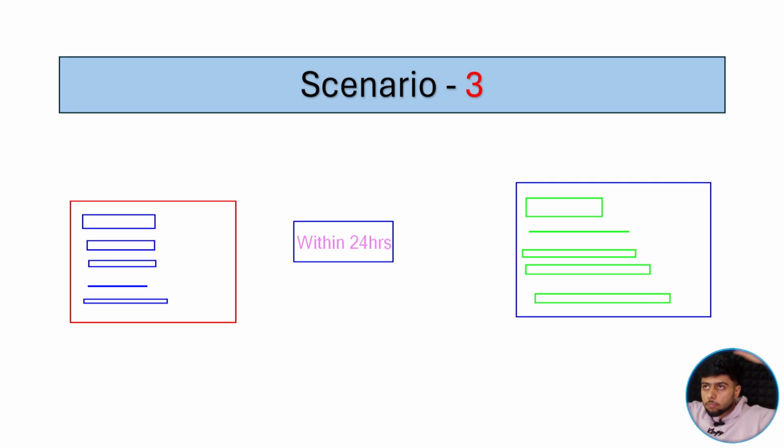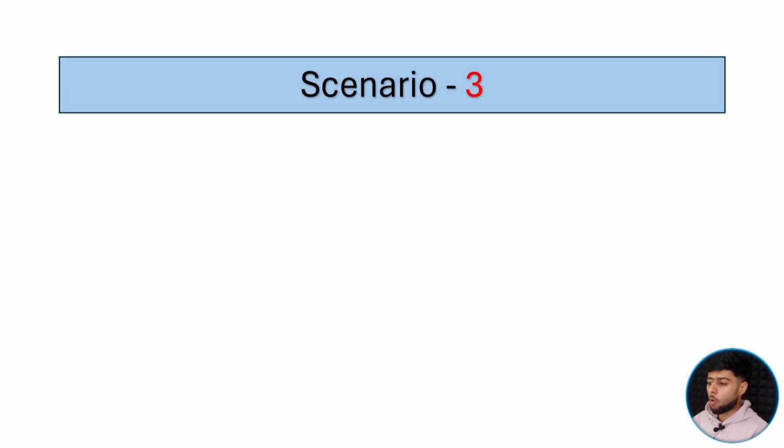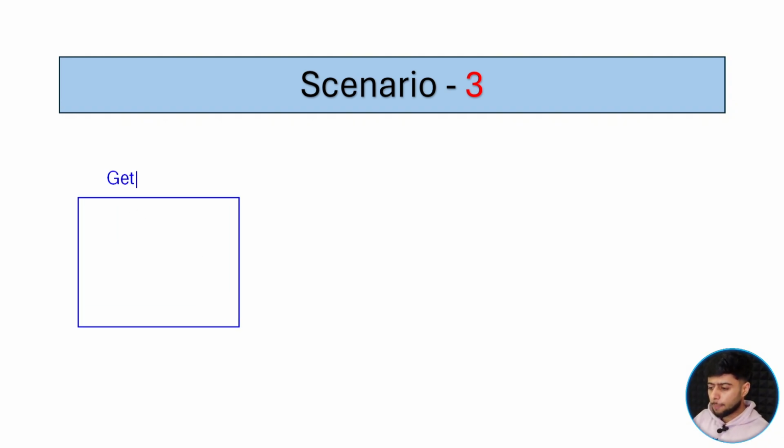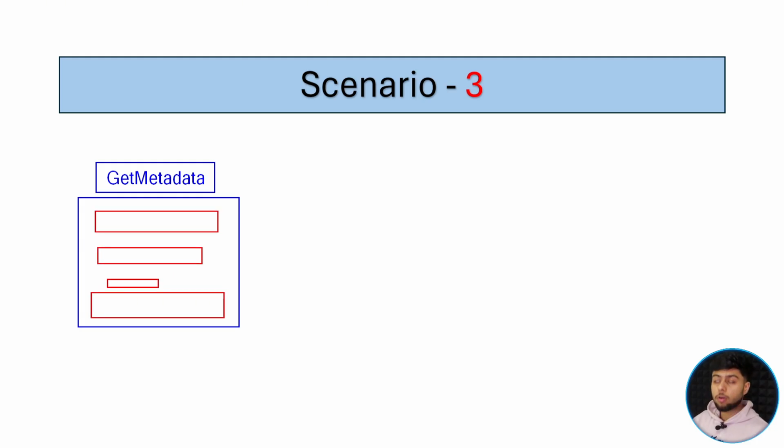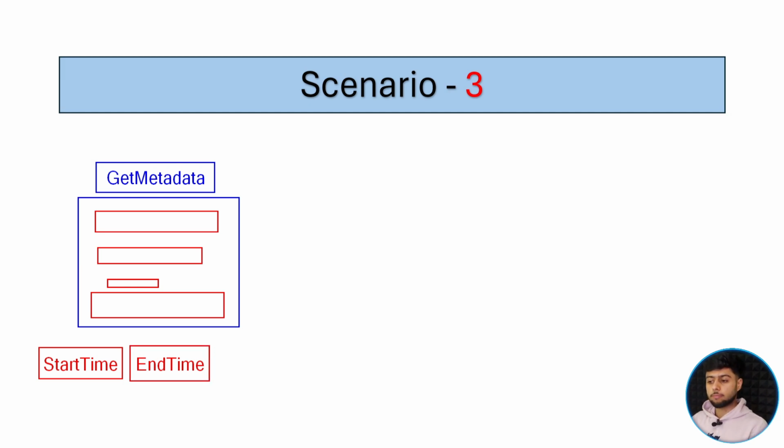The root of this particular solution is very simple. How can we do that? First of all, we will simply say get metadata. Yeah, bro, get metadata is really important. So we will simply apply get metadata activity on top of our folder. But this time we will not get information of all the files. No, we have something called start time and end time. Yes, we have start time and end time in get metadata.